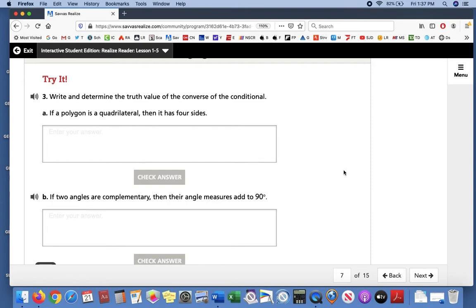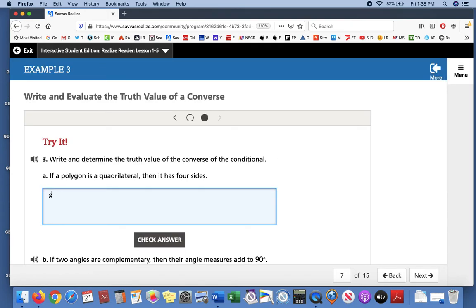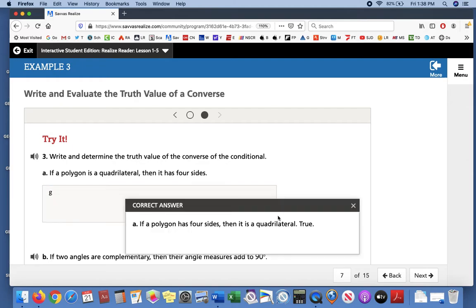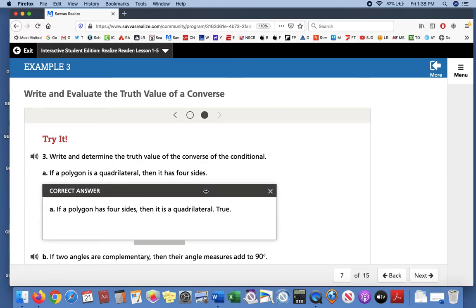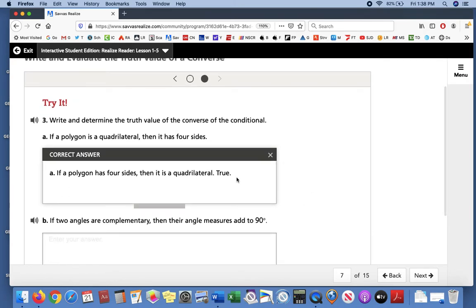Oh, they want me to write that down. Well, I'm going to be lazy and not write it down. That's not very good of me, but it takes a while for me to type it. If a polygon has four sides, then it's a quadrilateral. That's what I'm going with. If a polygon has four sides, then it is a quadrilateral. Oh, I don't know if I said it was true or not. It is true.